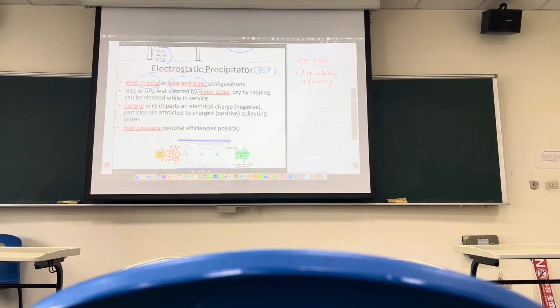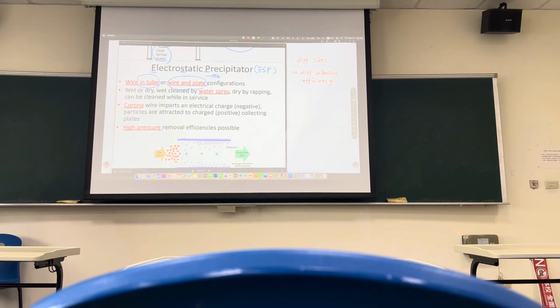Okay, so ESP is good for removing solid particles from the gas stream. Write this one down. ESP is good for removing solid particles from the gas stream.